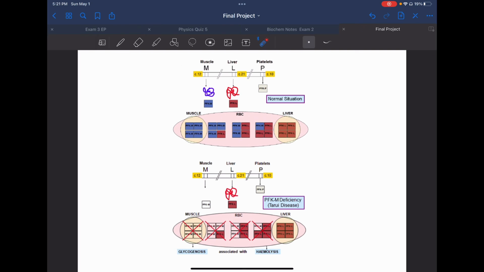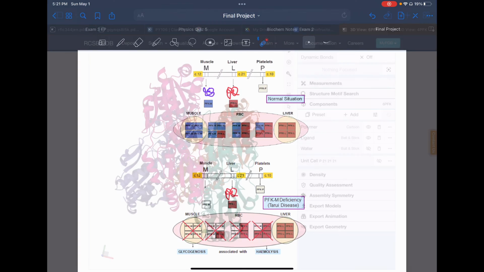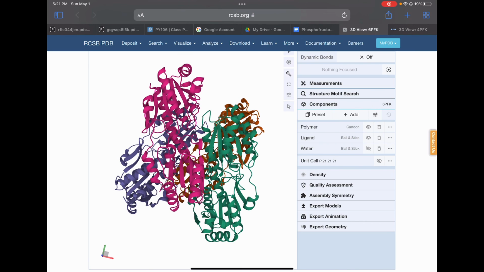This is another figure showing Tarui disease, where muscle PFK and red blood cell PFK are completely absent, and therefore glycolysis cannot proceed. PFK is an extremely important enzyme for the function of the glycolytic pathway and overall creating fuel for the body, and has serious implications when deficient.